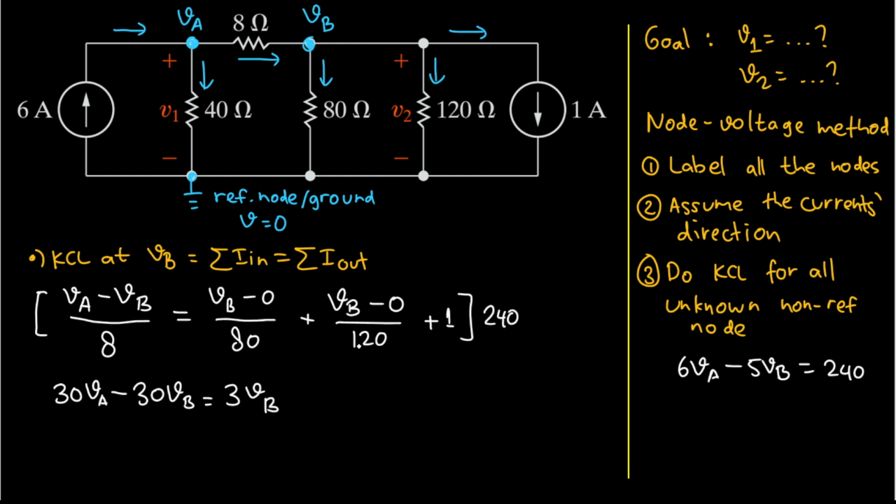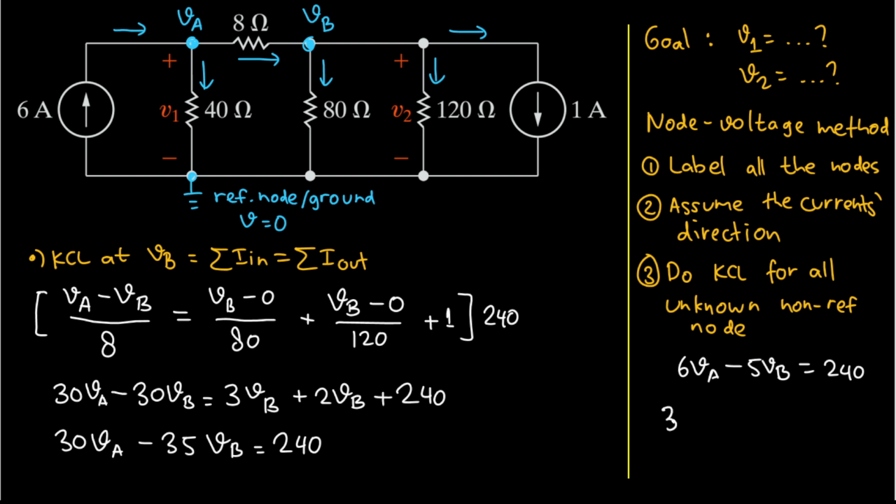And then we will have 120 multiplied by, this will cancel into 2, right? So we will have plus 2 VB. And 1 multiplied by 240, I will have 240. And so we can have 30 VA and then minus 35 VB, and that will equal 240. Good. Yeah, I think that is good.